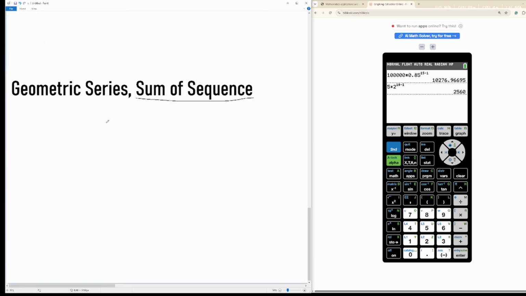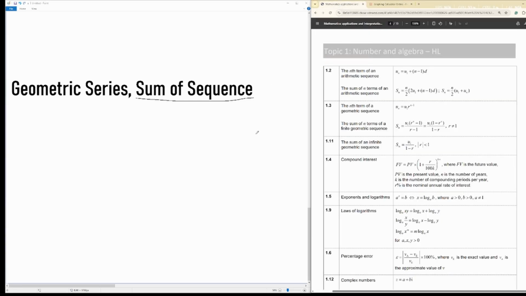The geometric series, the sum of the sequence, is something that we also learned in the previous lesson. However, it's a bit catchy in this one, so it has to be gone over as well. The formula is completely different. The formula is S_n equals u_1 times r to the power of n minus 1, over r minus 1. So this is actually the formula.